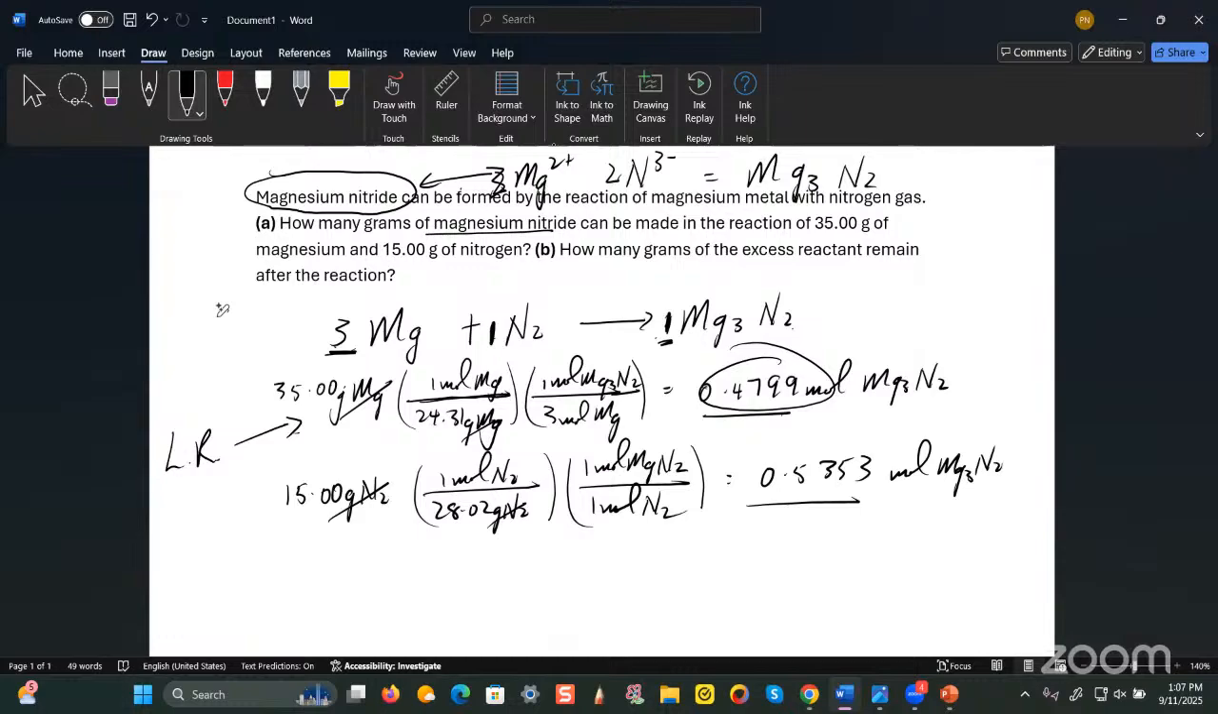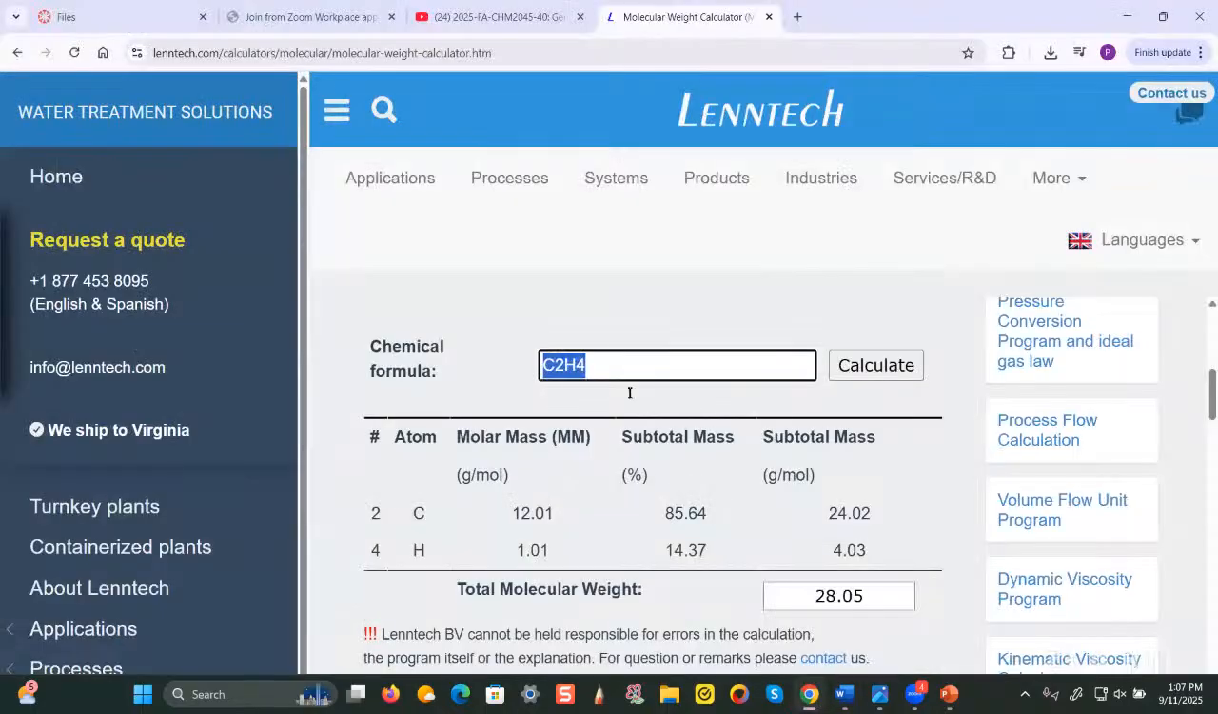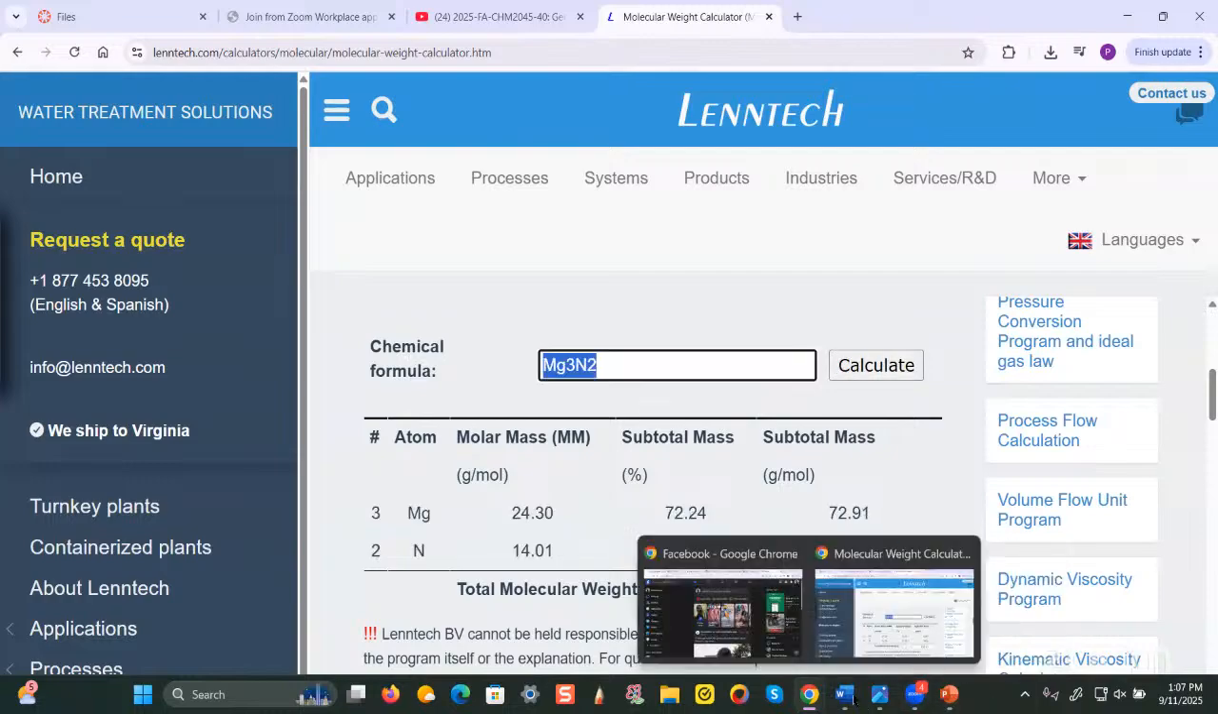So what I would do now, because the question is asking how many grams of the product, I'm going to take this number here. So mass of magnesium nitride. I'm going to take this number, which is 0.4799 moles, and multiply by the molar mass of magnesium nitride. So I'm going to go on my calculator here. And according to this, it's 100.93.